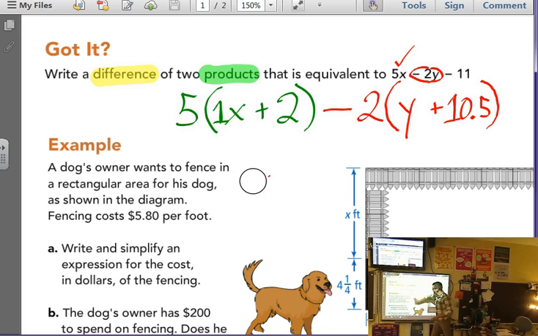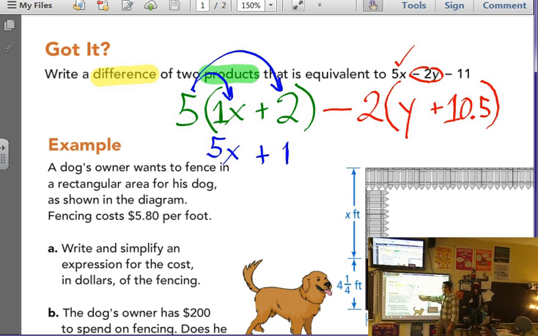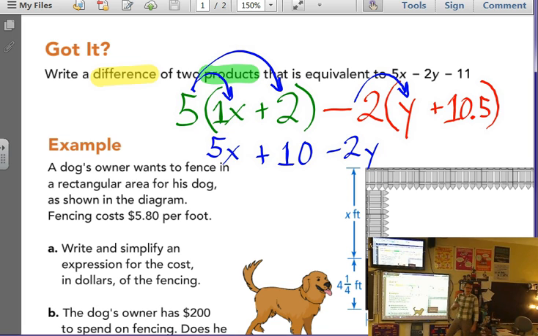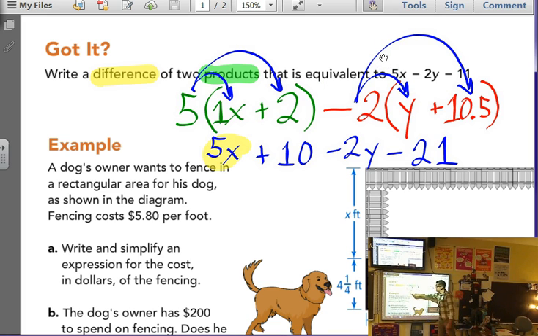So, when we do the distributions, my blue is going to be what we get. 5 times 1x is 5x. Good. I need the 5x. 5 times a positive 2 is a positive 10. I'm working towards my constants, but I need a constant of negative 11 in the end. Negative 2 times y, because the sign in front of the term goes with it, gives me negative 2y. Now I could write plus negative if I want to, but we're kind of beyond that. Then negative 2 times 10.5 gives me negative 21. When I go through, my x is the only x term.